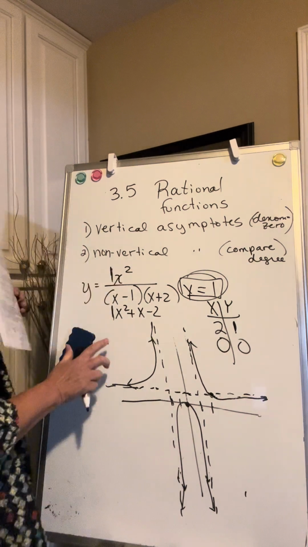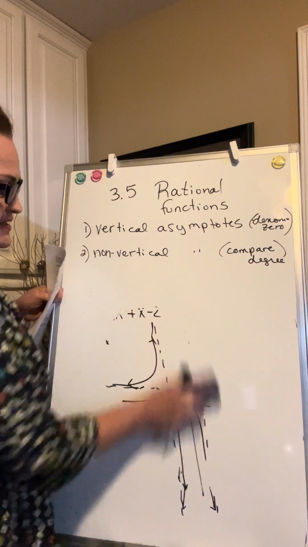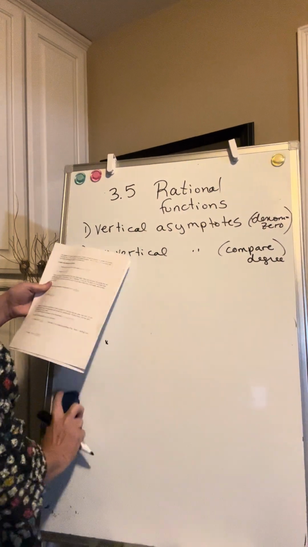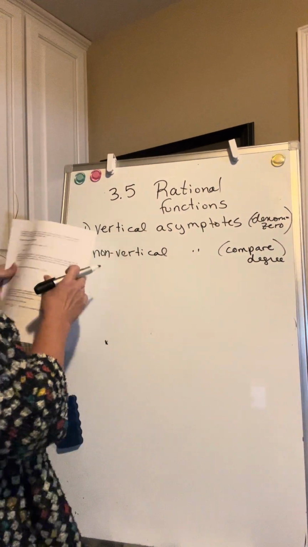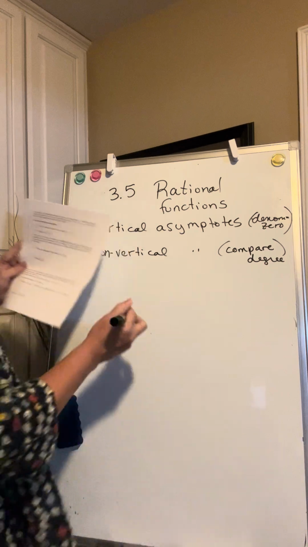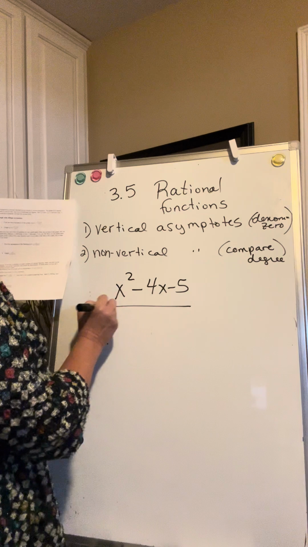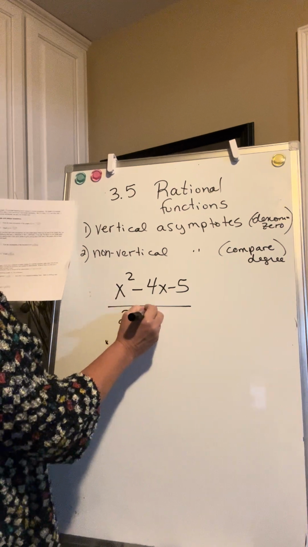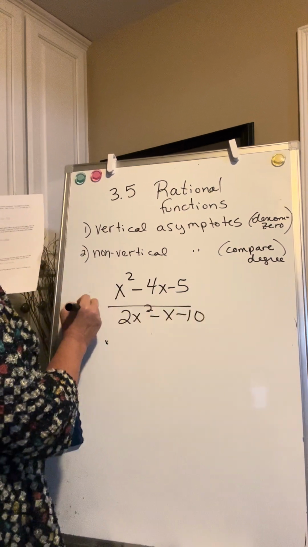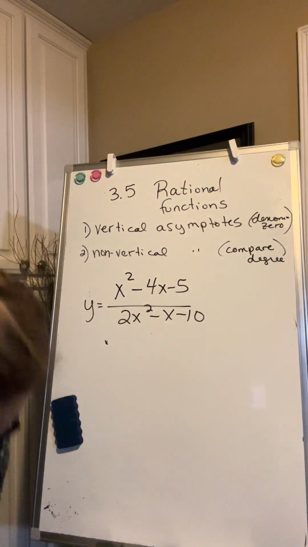Okay, let's see. We've got time for one more on this video. I'll ask you to try this one. x squared minus 4x minus 5 over 2x squared minus x minus 10. Again, find all the details and sketch the graph of that.